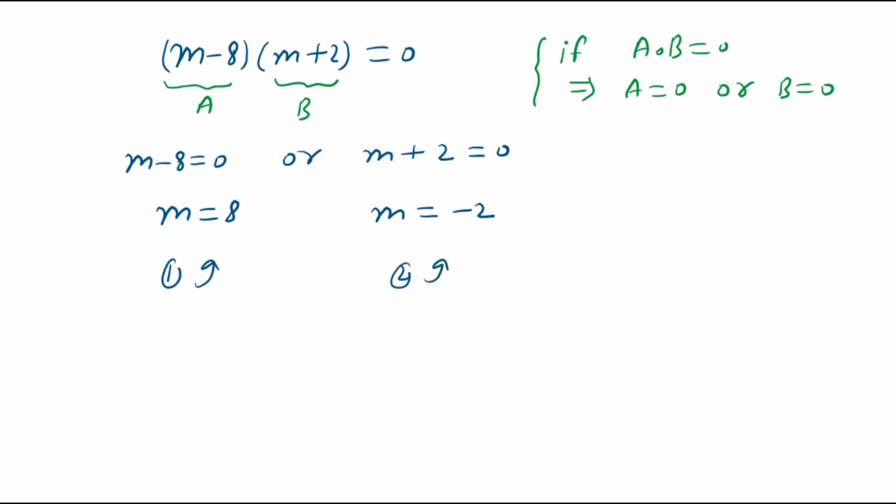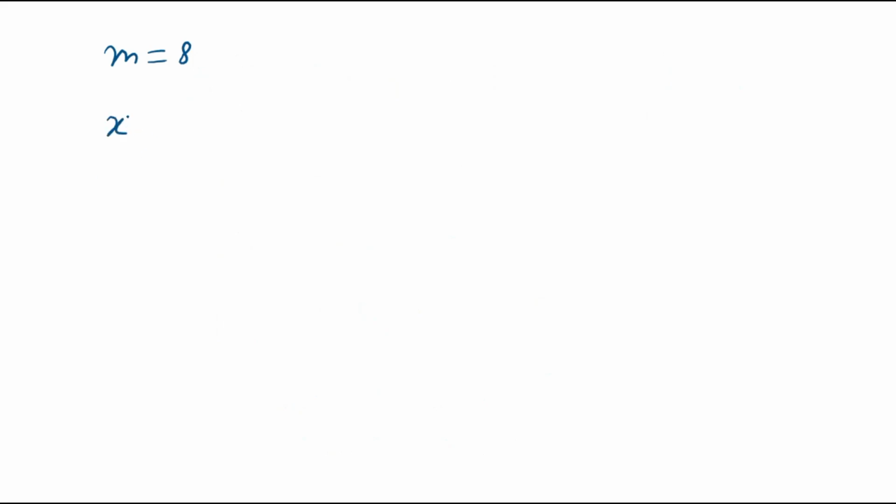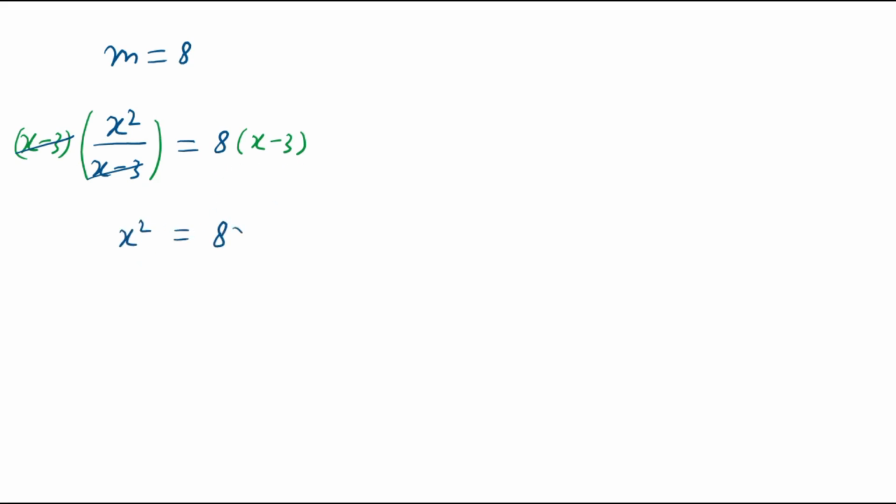So first we will solve case first. m = 8, and we know that m is x²/(x−3). So x²/(x−3) = 8. Now multiply both sides by x − 3. Then this x − 3 and this x − 3 cancel out. Then x² = 8 multiplied by x − 3, so you will get 8x − 24.